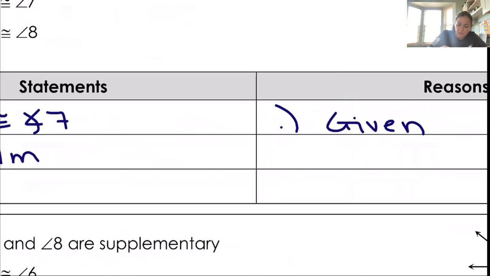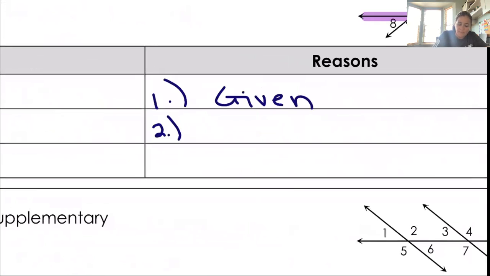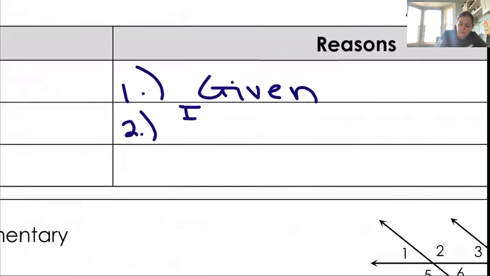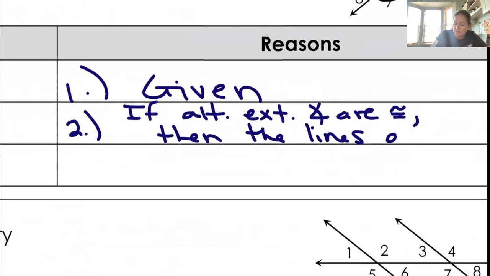Oops, numbering. Let's fix that numbering up. And then for this one, I'm just going to write if alternate exterior angles are congruent, then the lines are parallel. Shorten that if-then statement up a little bit.